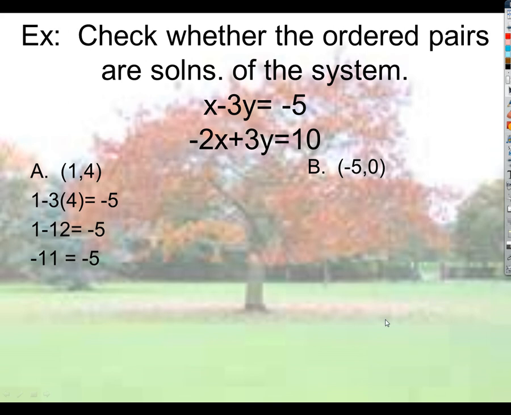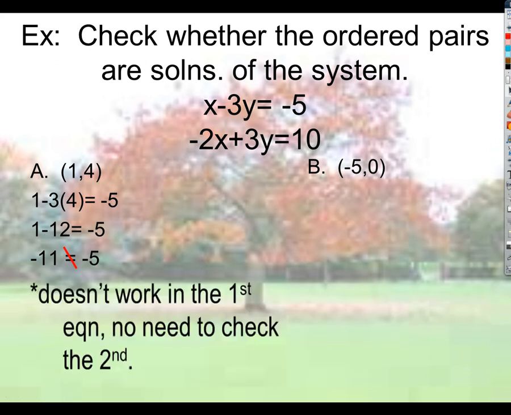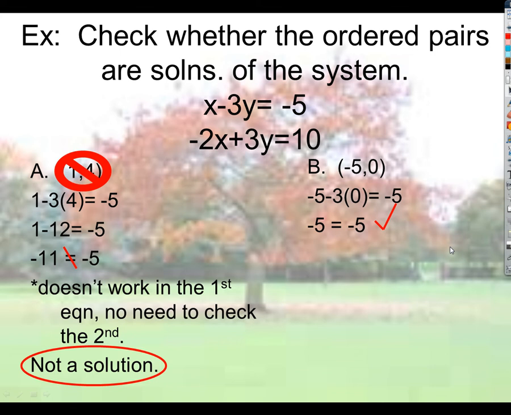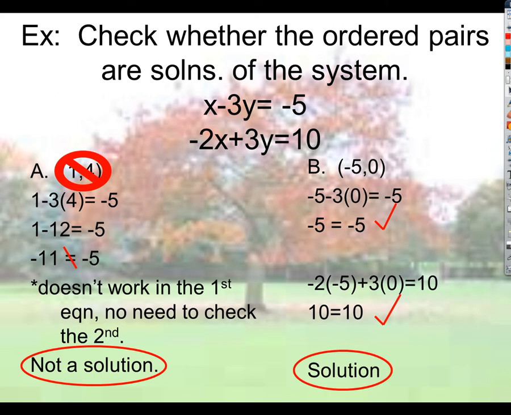No, you can't. If it doesn't work in the first equation, we don't even care if it works in the second one. It can't work for the system, because it has to work in both to be a solution of the system. So what about this one over here? If I plug in -5, 0, I end up with the result -5 = 5. So it works in the first equation, but it's got to work in both. Try it in the second one, I get the result 10 = 10. So yes, that is a solution because it works in both.